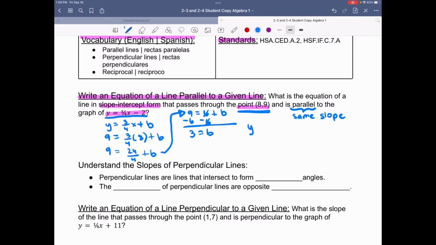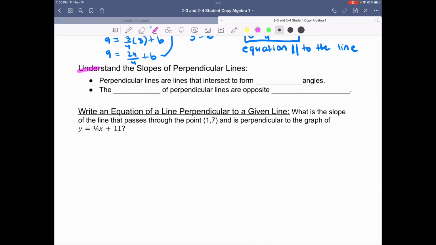And now we will have our equation. Our equation, the same slope, 3 divided by 4 x, and plus b, which is 3. And so here is the equation that is parallel. So these two lines mean it is parallel to the line.